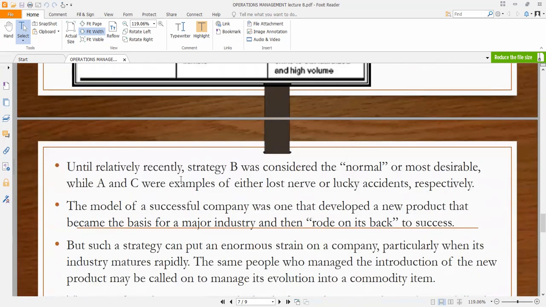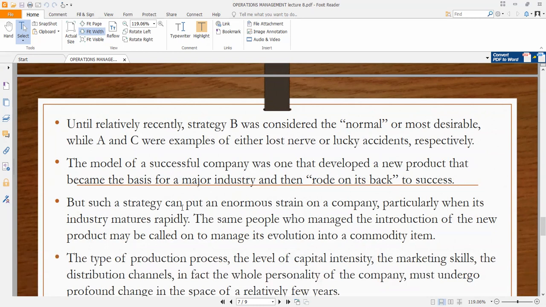Until relatively recently, strategy B was considered the normal or most desirable, while A and C were examples of either lost opportunities or accidents, respectively. The model of a successful company was one that developed a new product that became the basis for a major industry and then rode on its back to success.